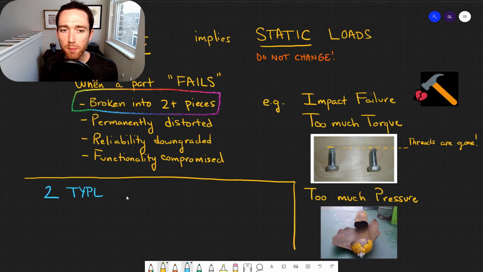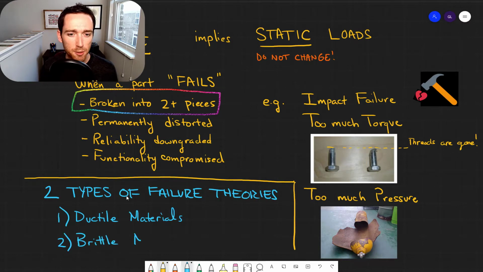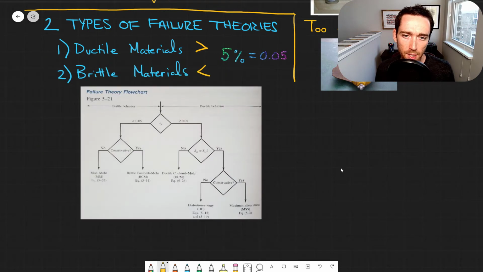We also need to remember the type of material that we're concerned with. Remember, ductile materials will stretch before they break. They'll go further than 5% stretch before they completely fracture. Brittle materials will not. That's how we make this distinction.